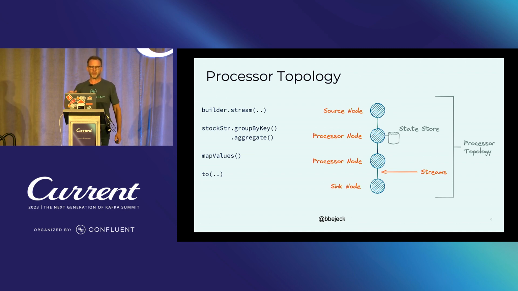Now under the covers, when you run what that DSL is doing as you write it, it creates what's called a processor topology. And that is a connected DAG, a directed acyclic graph. And each statement in your DSL creates a processing node. And you have a source node and then the processing nodes and the sink node. And what I want to call to your attention here is the aggregation creates a stateful processor, and there's a state store attached to this. By default, it's persistent on its own local disk. RocksDB is the implementation.